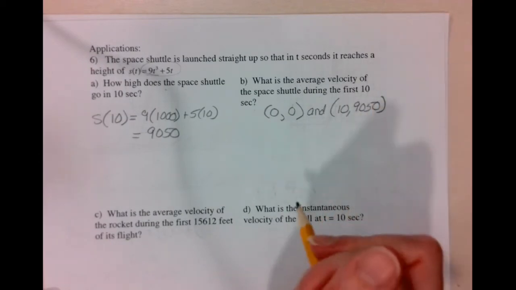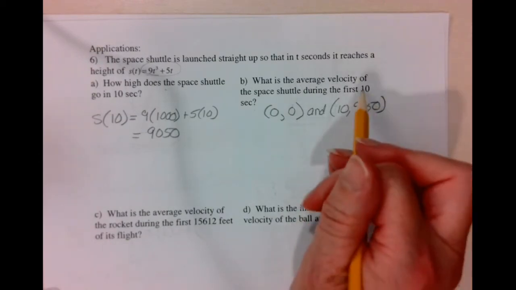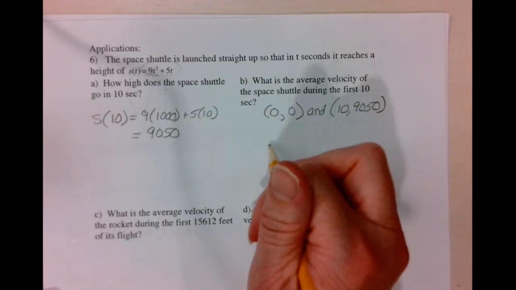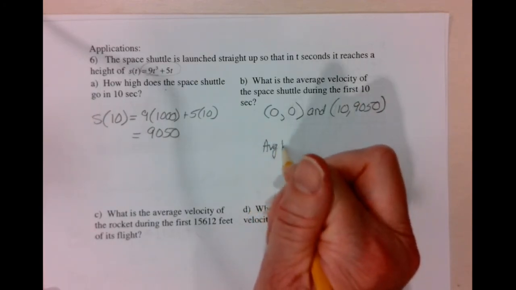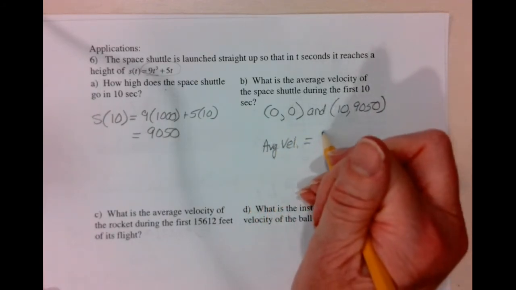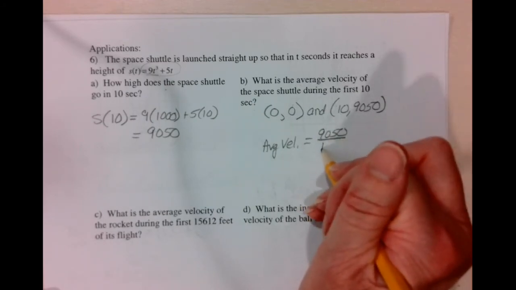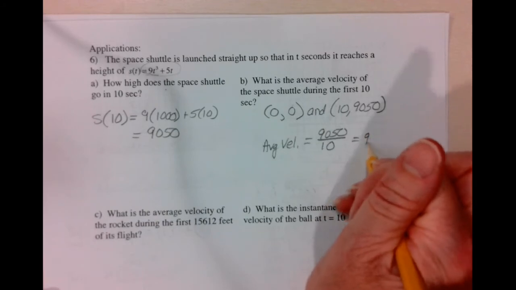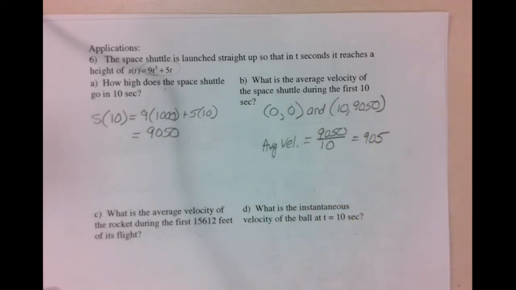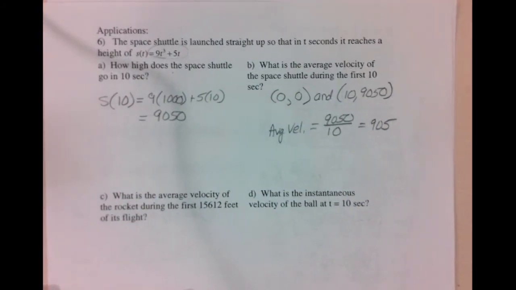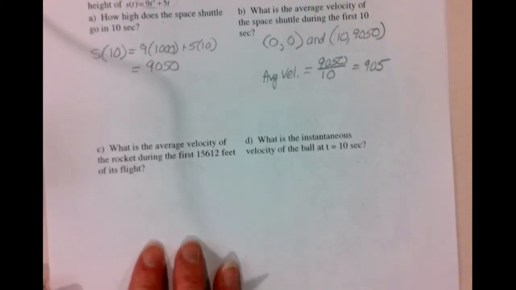And then I'm going to take my next 2, which is the ending value of 10. So average velocity is going to equal 9,050 minus 0 over 10 minus 0, or 905 units per second, whatever those units are.